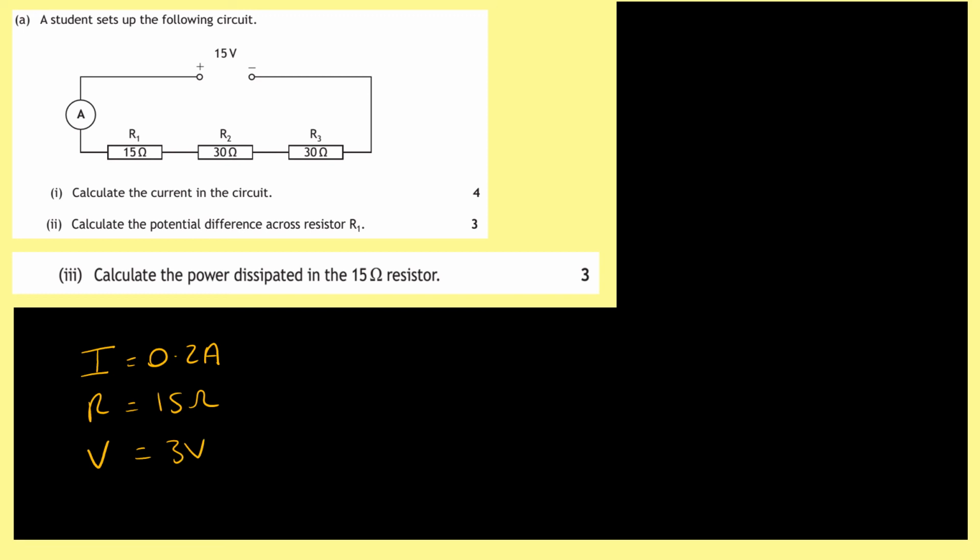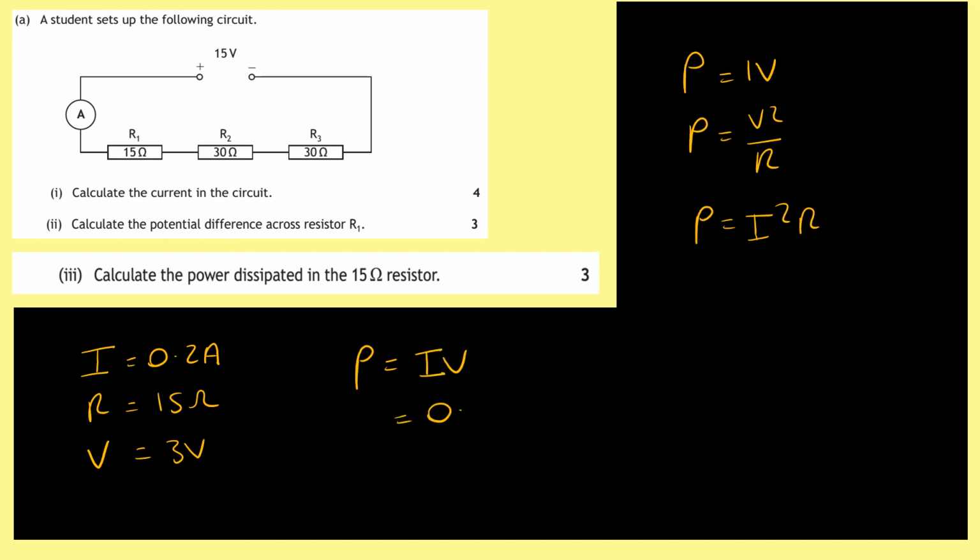So I could use any of the power equations here. Here are our power equations. P is equal to IV, P is equal to V squared over R, and P is equal to I squared R. Now I'm going to say that I'm probably most confident with the current value, so I'm going to use that in my calculation. So I'm going to say P is equal to IV. 0.2 amperes multiplied by 3 volts gives 0.6 watts.